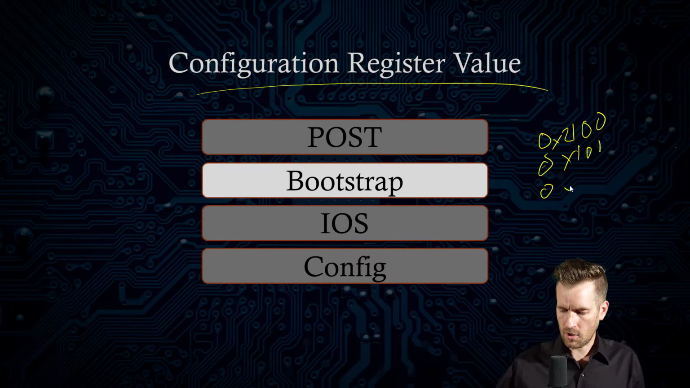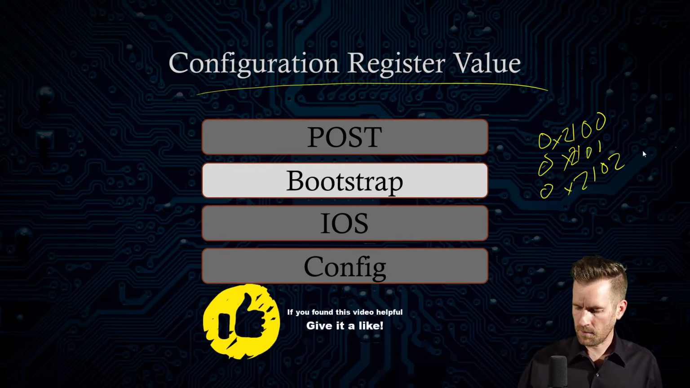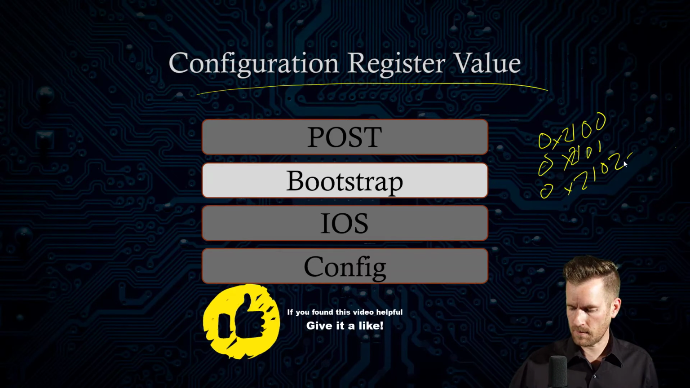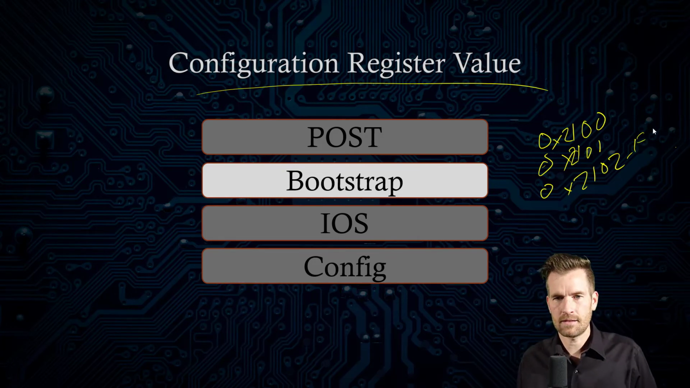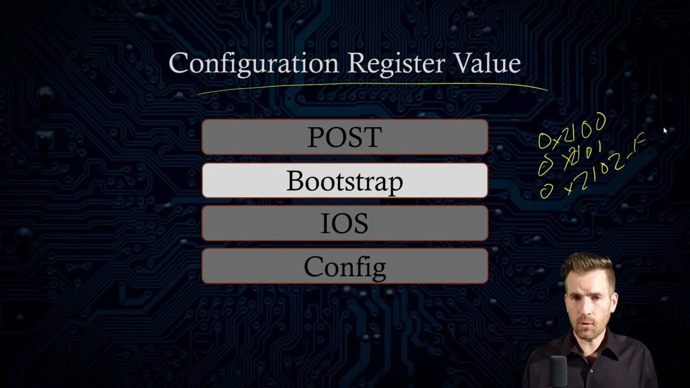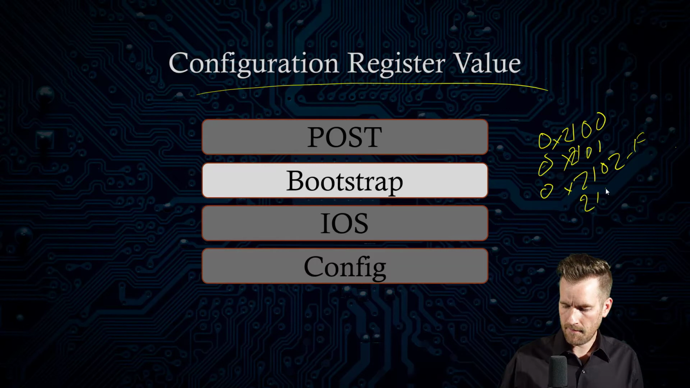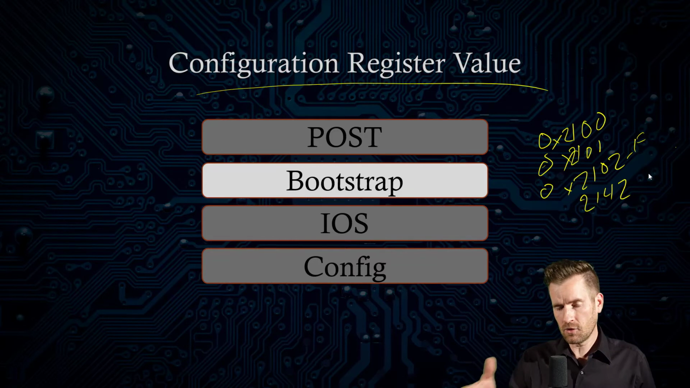If it sees 0x2102, then it's going to load the IOS. And in fact, we can specify which IOS it loads by 2102, 2103, 2104, anything up to 210F, which is going to specify certain IOSs to load. And then another one that I'll mention here is 2142, and 2142 loads the IOS, but it does not load the configuration file.